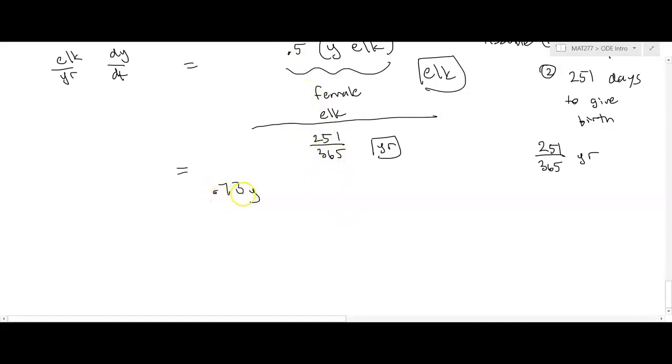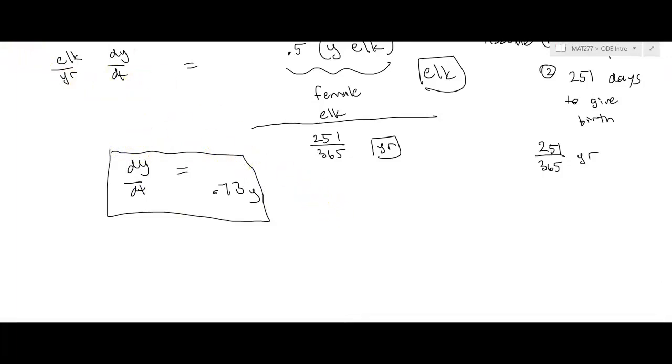And so this makes sense because if you think about it, even though 50% of the population is female, it doesn't take a full year for each female elk to give birth, and we assume that every 251 days, every female on average is producing one elk. And so that means that over the course of a year, we expect that to be a little bit bigger than that 0.5. So my model for this equation, after all is said and done, would be 0.73y.